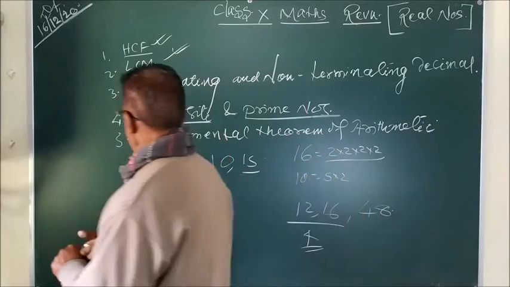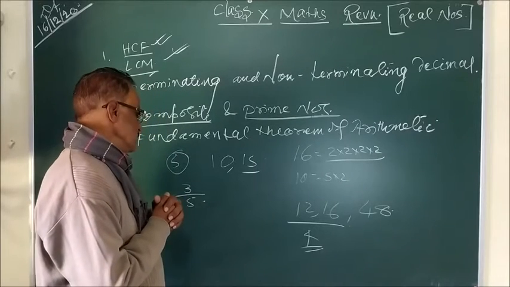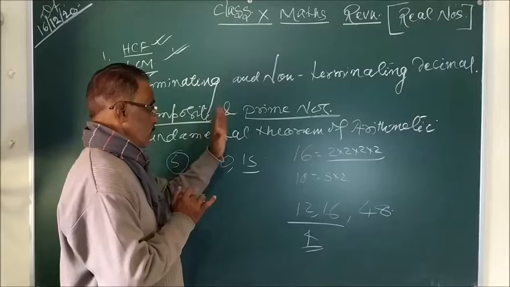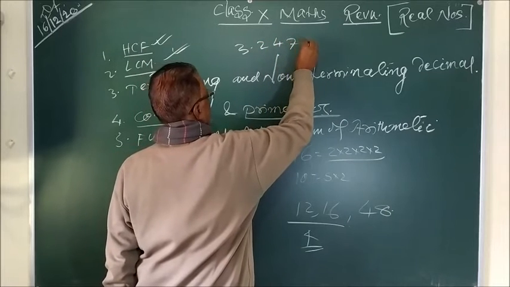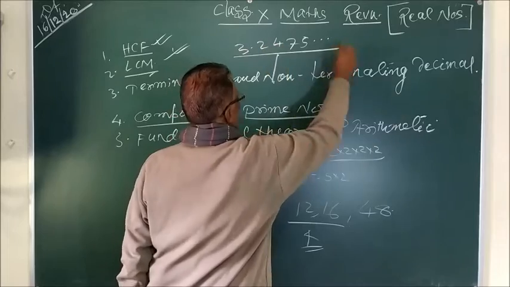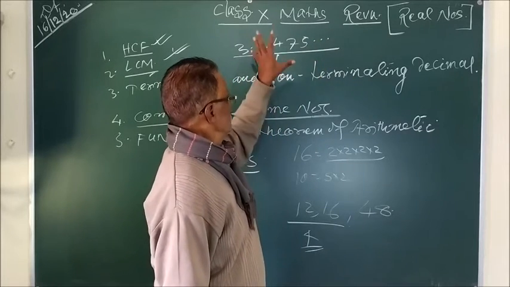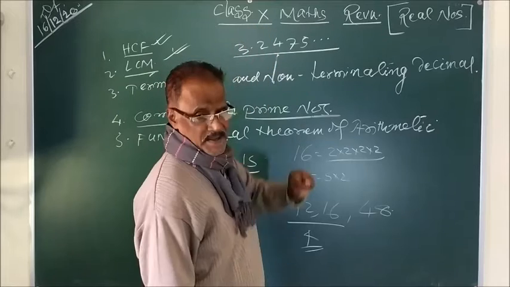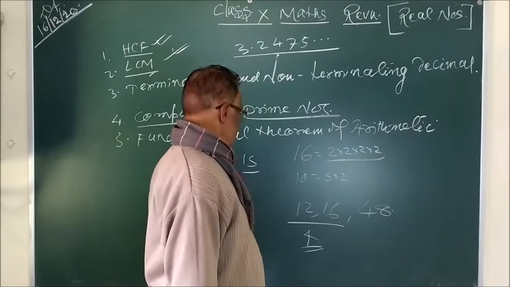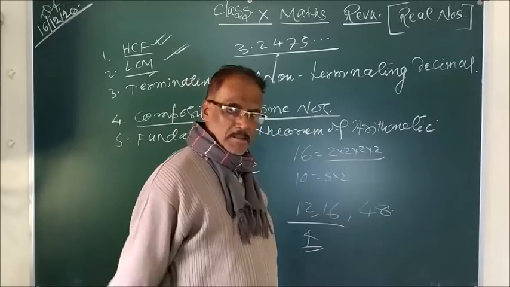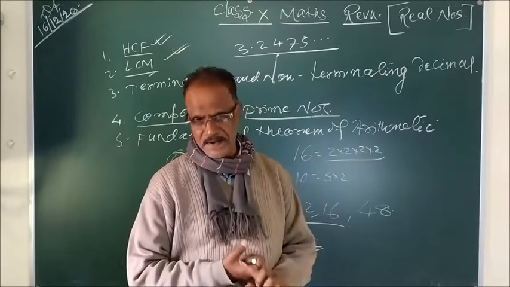Non-terminating, non-repeating also exists, but whatever rational numbers we have, there may be only two types: terminating or non-terminating repeating. Suppose 3.2475..., this is non-terminating, non-repeating, because we don't know what number will come next. So this is called non-terminating, non-repeating. But we have to know that any rational number will not give this type. But you should also understand what a non-terminating, non-repeating decimal is.